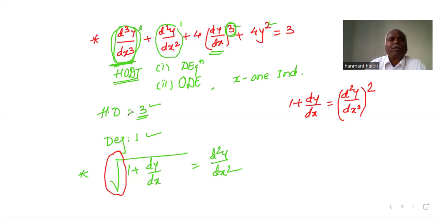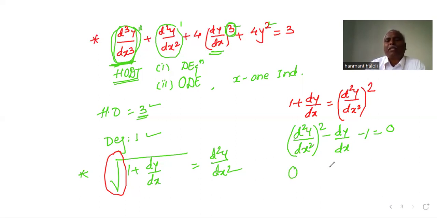Now I'll write it in proper form. Here (d2y upon dx square) bracket squared minus dy by dx minus 1 equal to 0. For this differential equation, the highest order: how many times is it differentiated? That is 2 times, d2y upon dx square. This is the highest order, d2, 2 times differentiated y with respect to the x variable. So order is 2.